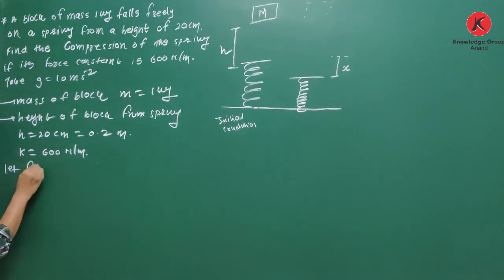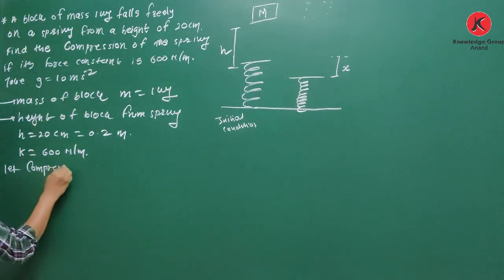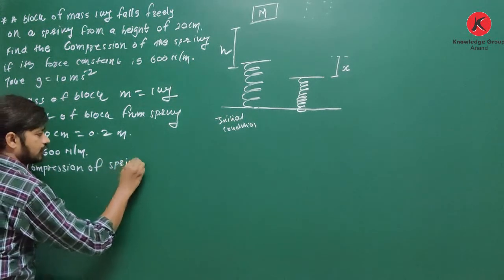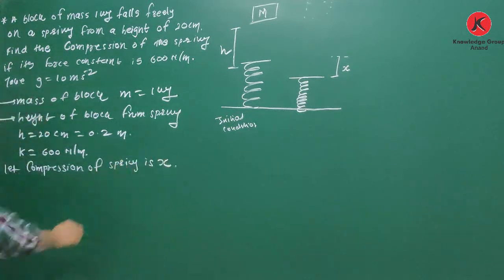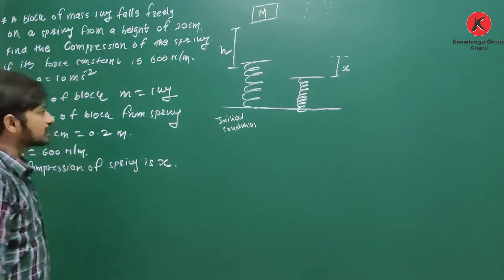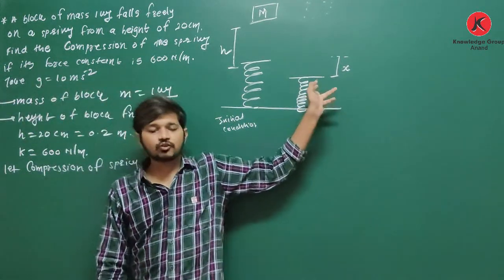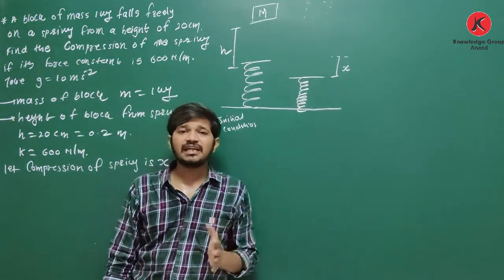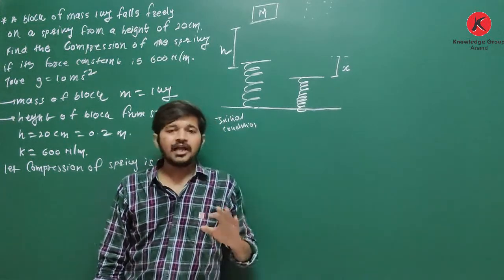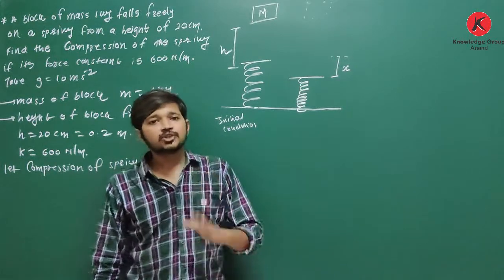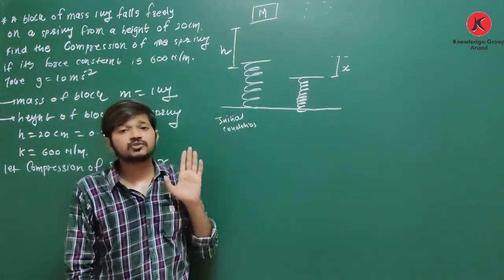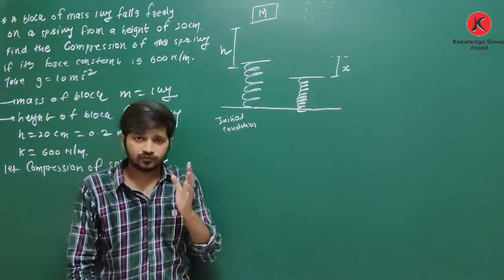Let the compression of the spring be X. Clear about this? As this spring is compressed by X, there is some elastic potential energy stored in the spring. And where does it come from? It comes from the gravitational potential energy of this block.